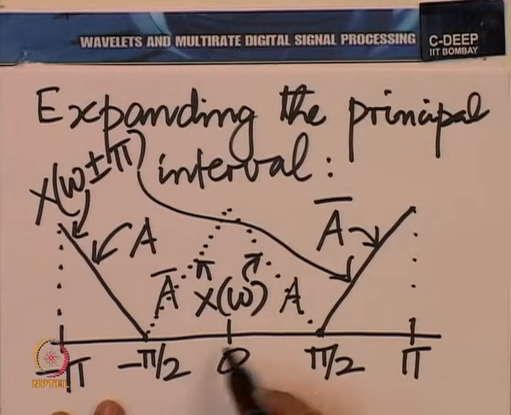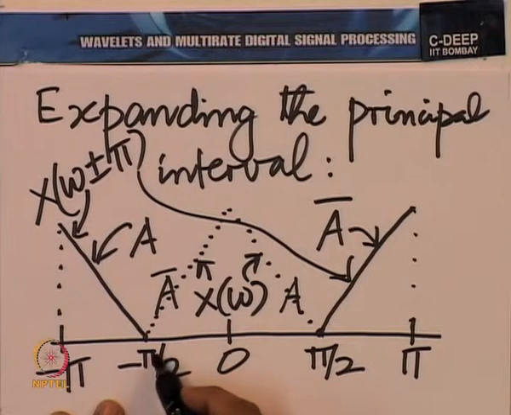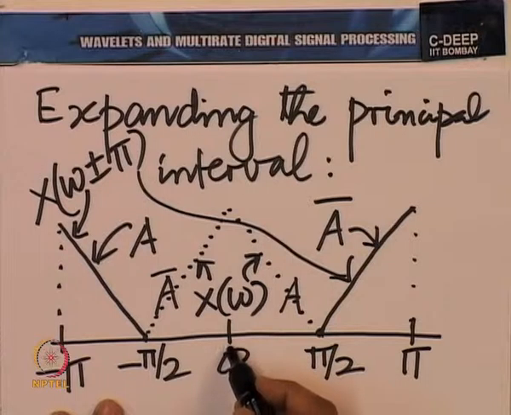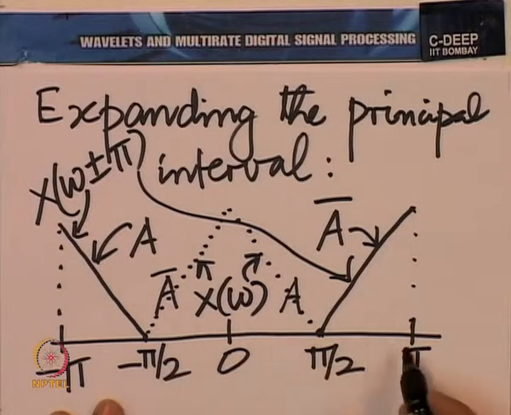One can see that, because the order of frequencies from 0 to pi or 0 to minus pi by 2 has been now reordered between pi and pi by 2. So, increasing magnitude of frequency here becomes decreasing magnitude of frequency there. Secondly, the frequencies themselves change. So, actually this is exactly what happens in what is called aliasing.